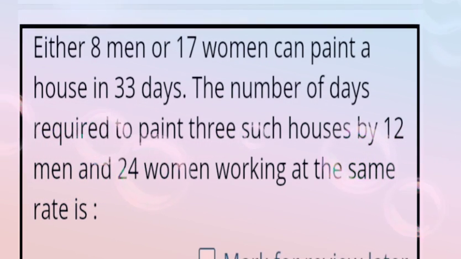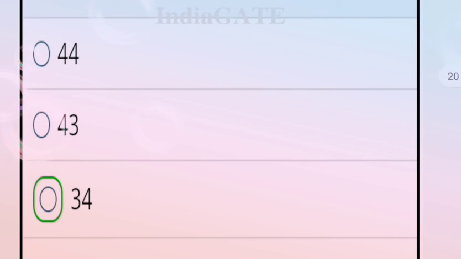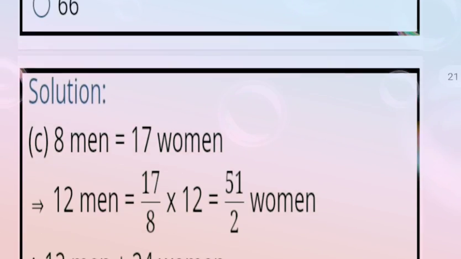Either 8 men or 12 women can paint a house in 33 days. The number of days required to paint 3 such houses by 12 men and 24 women working at the same rate is? So the correct option for this question is 34, option C. And come to the solution here.